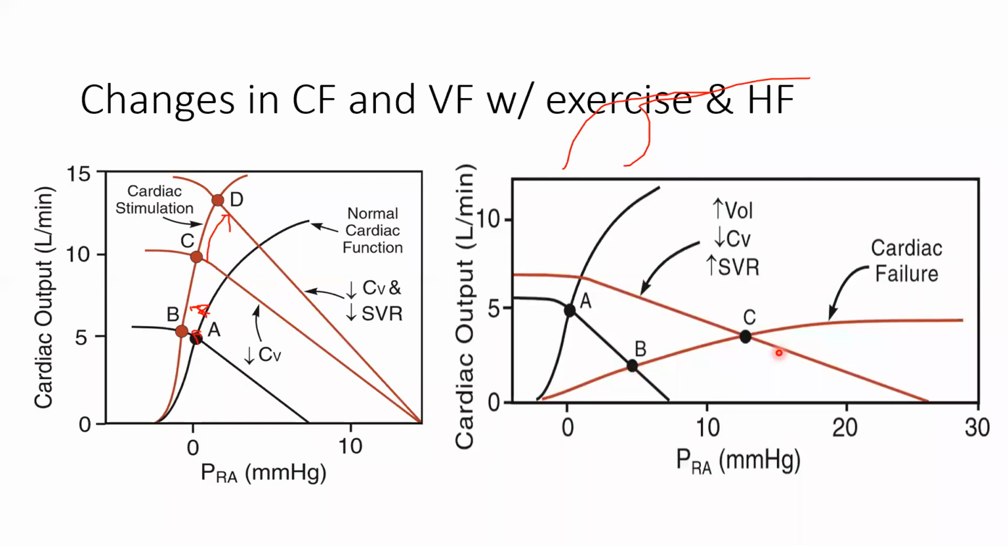Can you go back to the graph? From B to C increased sympathetics and C to D decreased resistance. Decreased. Okay, thank you.